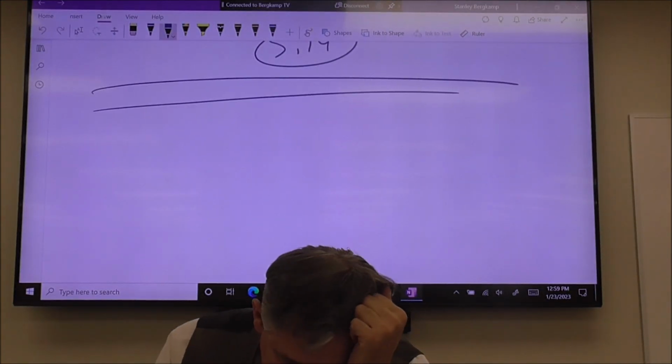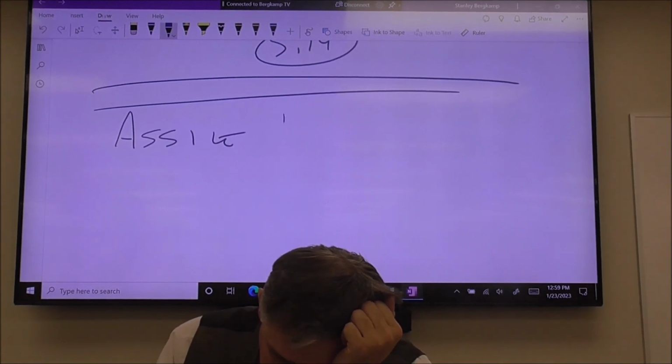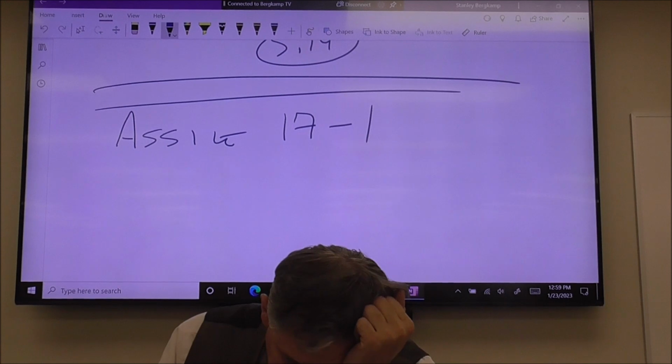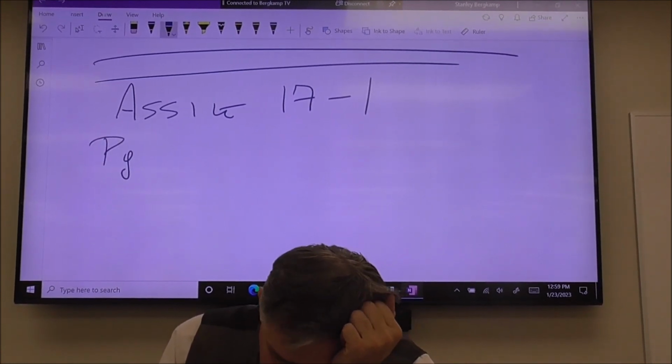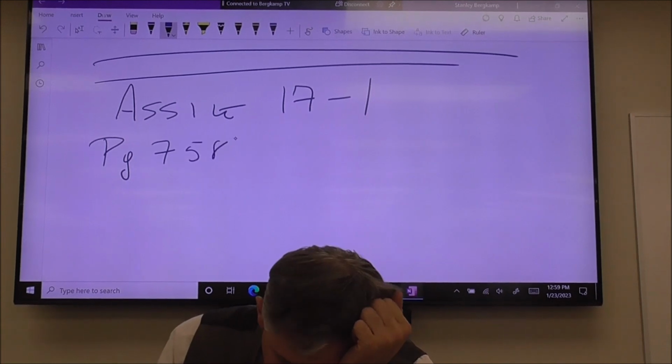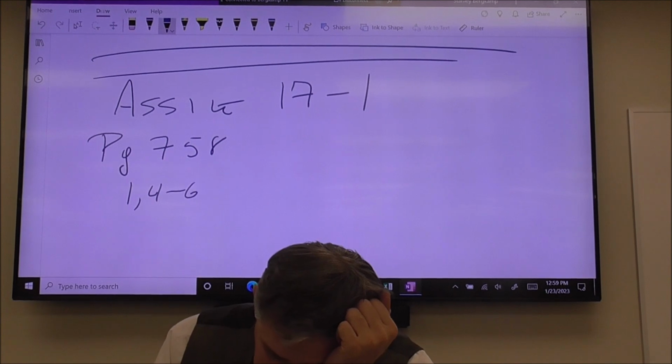So this is out of your textbook. I can see you. Reflected off my calculator. Can I use the restroom? Yeah.